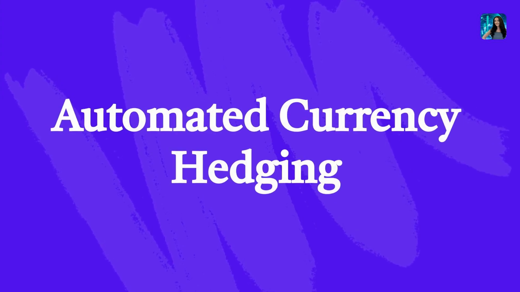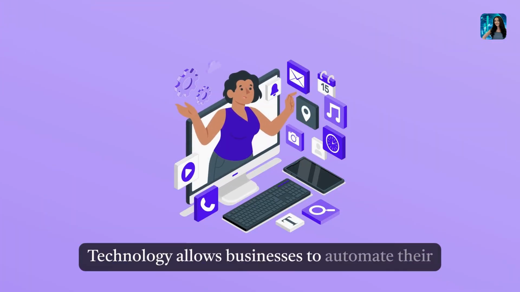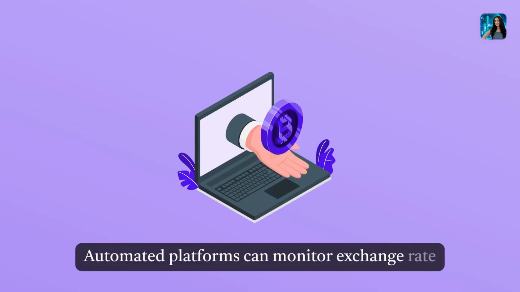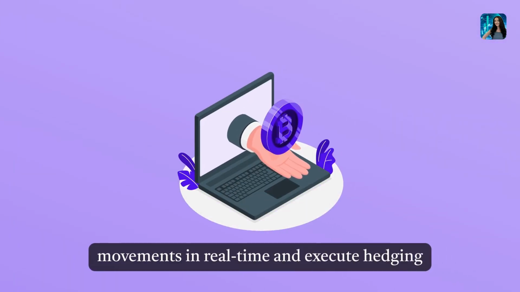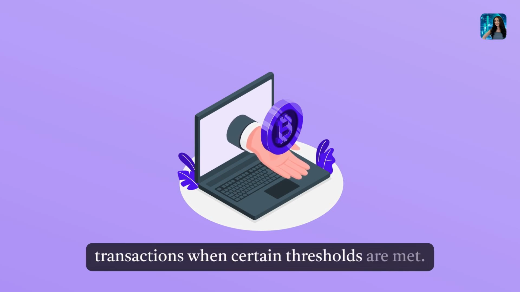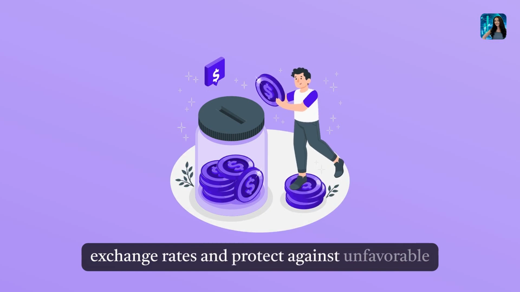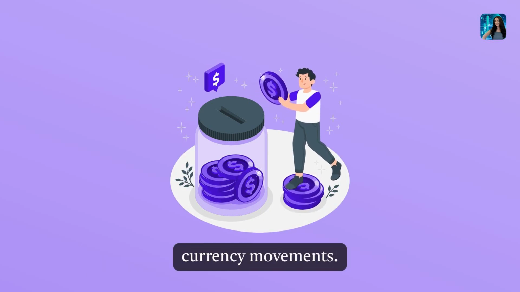Automated currency hedging. Technology allows businesses to automate their currency hedging strategies. Automated platforms can monitor exchange rate movements in real time and execute hedging transactions when certain thresholds are met. This helps businesses lock in favorable exchange rates and protect against unfavorable currency movements.